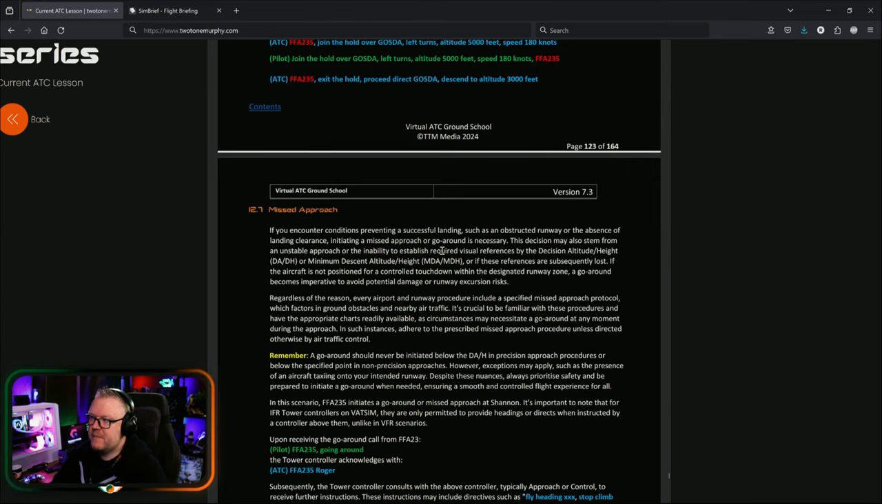Anyway, the decision may also stem from an unstable approach or the inability to establish the required visual reference by the decision altitude or your decision height, right? Or your minimum descent altitude as well. If the aircraft is not positioned for a controlled touchdown within the designated runway zone, a go-around becomes imperative to avoid potential damage or runway excursions. All right? Starting, I'll go through it, don't worry.